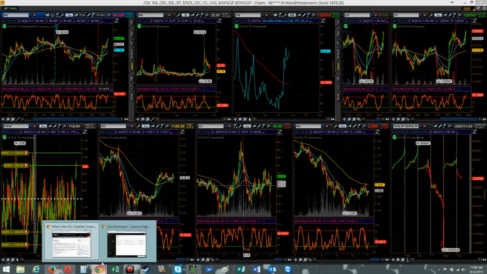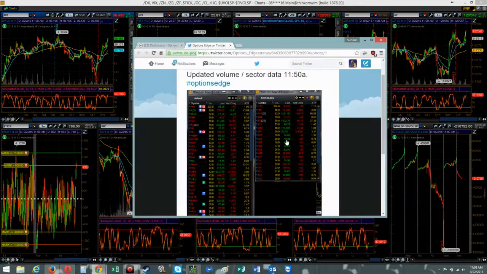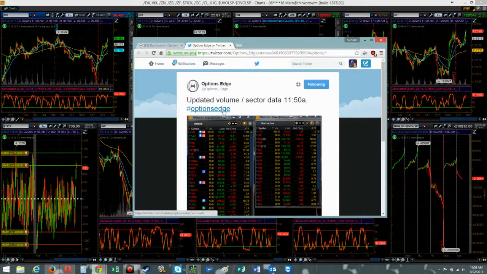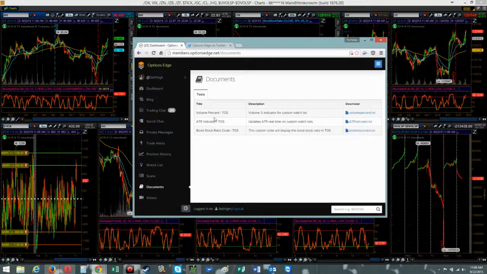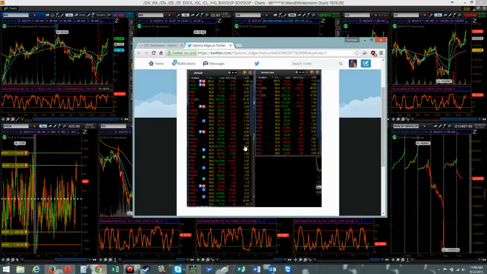I'm also going to show you guys, before I go, one more thing. This is the volume data sector that Learjet likes to tweet out. You can see here we've got our volume and our ATRs are updated. If you want to get this in your Thinkorswim platform, we have those codes here to add to your custom watch lists. It's pretty neat. I look at this constantly.